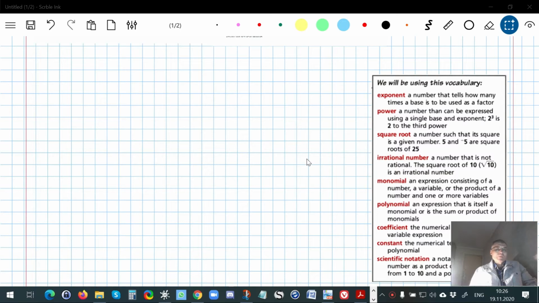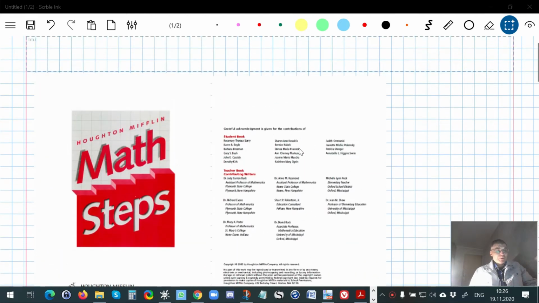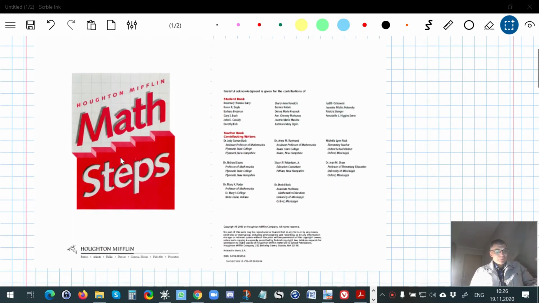Everybody, today we are talking about algebraic expressions. When I use quotations, I'll quote this nice book, Math Steps by Houghton Mifflin. If I mispronounced the name, I'm extremely sorry. You see the cover and the first page of the book on your screen.